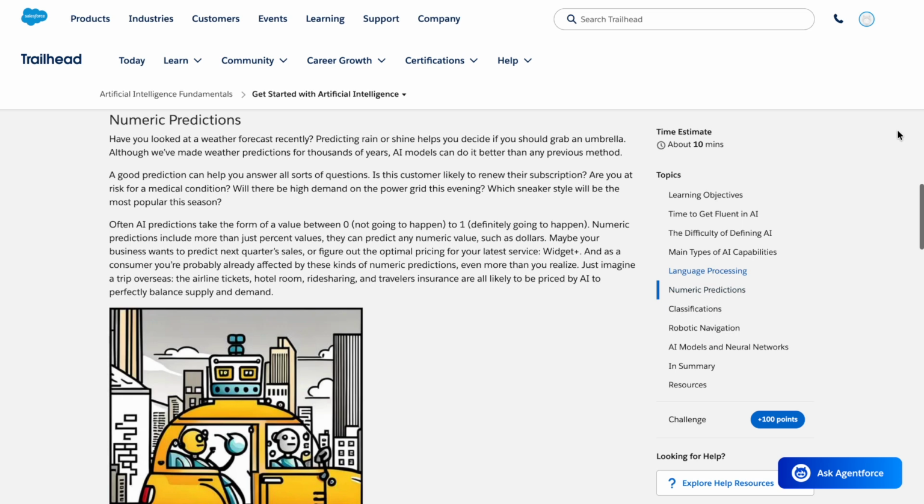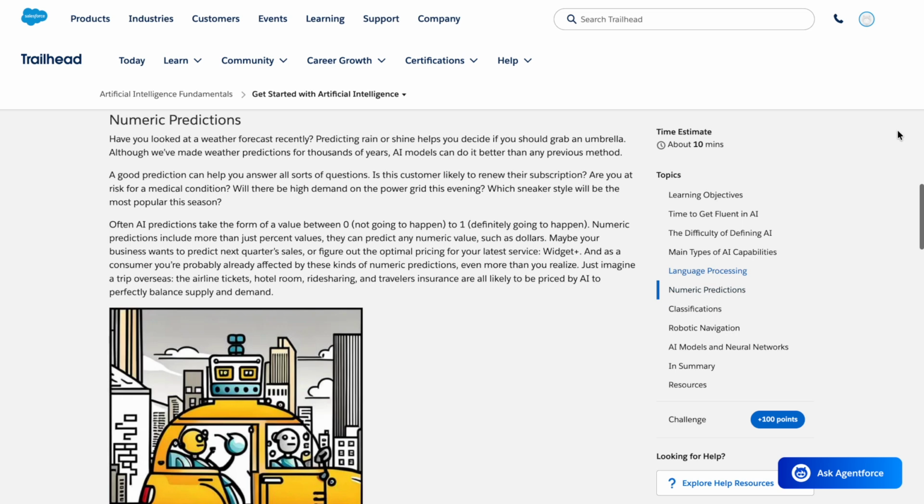Often, AI predictions take the form of a value between 0, not going to happen, to 1, definitely going to happen. Numeric predictions include more than just percent values. They can predict any numeric value, such as dollars. Maybe your business wants to predict next quarter's sales, or figure out the optimal pricing for your latest service, Widget Plus. And as a consumer, you're probably already affected by these kinds of numeric predictions, even more than you realize.